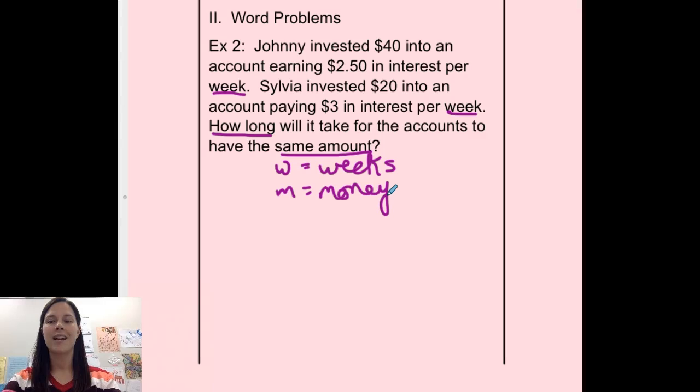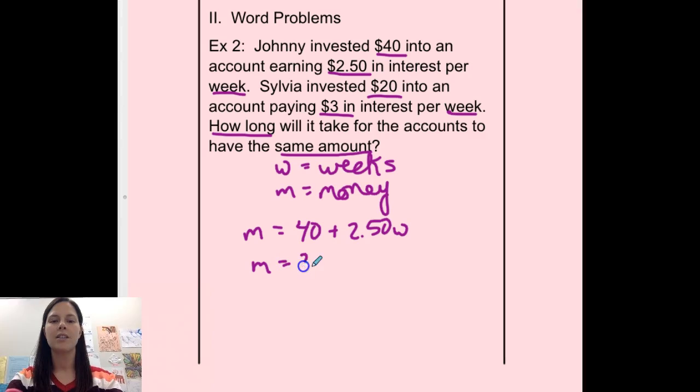All right, going back and seeing how much money. Johnny has $40 invested and it earns $2.50 of interest per week. So the money that Johnny has is $40 plus that interest of $2.50 per week. Sylvia invested $20, but her account pays $3 in interest per week. So Sylvia's money is $20 plus $3 of interest per week.